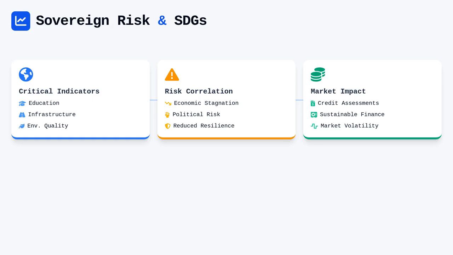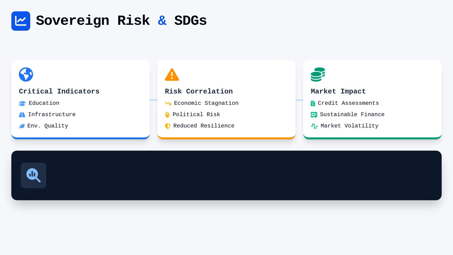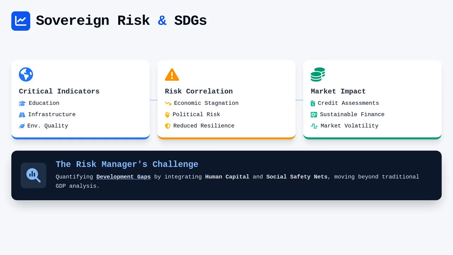In emerging economies, the gap between current development and the SDGs can be quite wide, presenting both significant risks and substantial opportunities for sustainable finance. The challenge for a risk manager is to quantify how specific gaps in national development targets might translate into volatility for local currency bonds or equity markets. This requires moving beyond traditional GDP analysis to incorporate data on human capital and social safety nets.